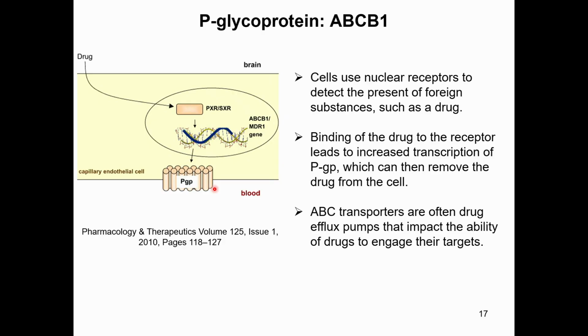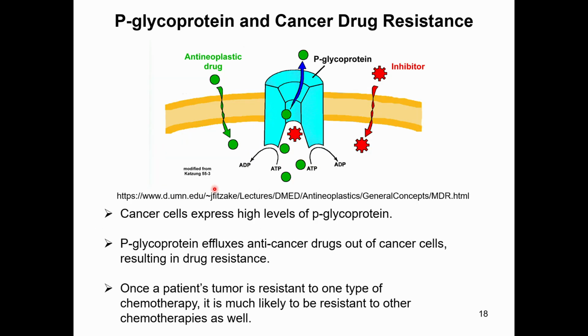So PGP is actually a drug efflux transporter, and it impacts the ability of drugs to engage with their targets. But it's naturally kind of a toxin resistance mechanism that exists within cells. So this is really important in cancer drug resistance. It turns out that a lot of cancer cells come to express high levels of P-glycoprotein, and so when you give chemotherapy, an anti-neoplastic, a cancer drug gets in, and P-glycoprotein pumps it right back out.